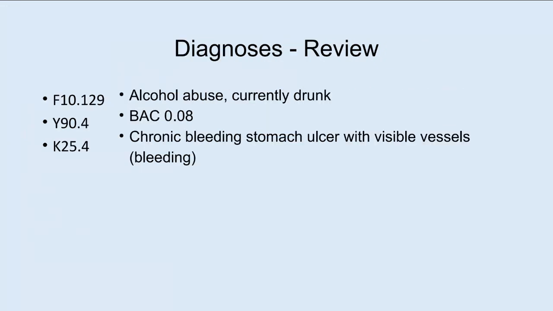Okay, so let's look at the diagnoses we've chosen so far just to make sure we've covered everything. So we had alcohol abuse, currently drunk. Yep, got that. Blood alcohol level. Yep, got that. Chronic bleeding stomach ulcer. Yep, we got that. So we have everything covered.